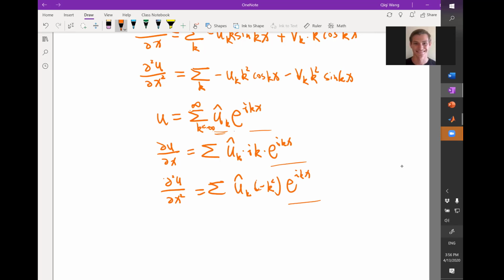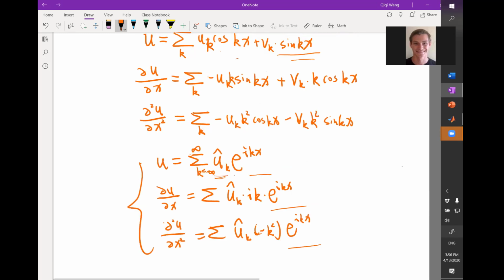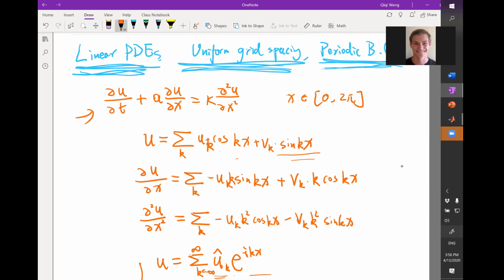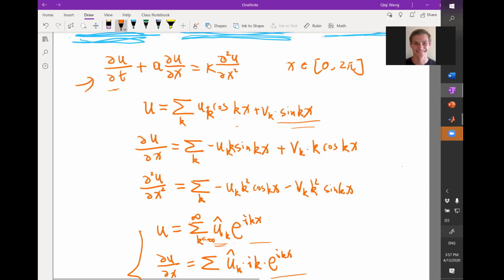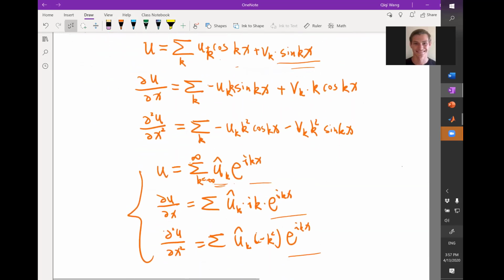And now you probably see where this is going. If I plug this into this differential equation, I actually get rid of all the spatial derivative terms, right? And I only get an ODE for which I can analyze its stability. Okay, so this is for the analytical PDE. We're going to try it on this in the next lecture.